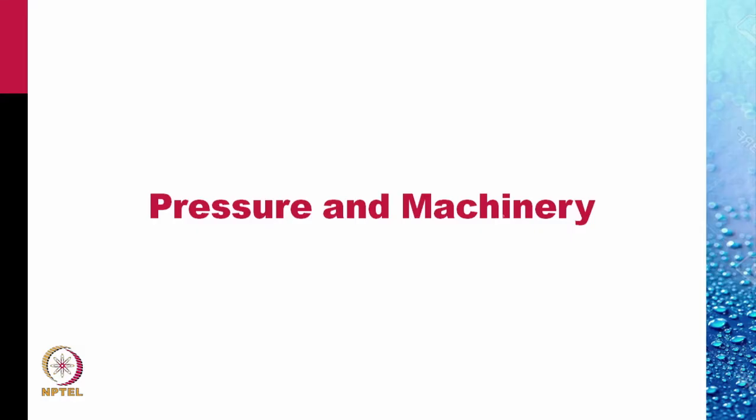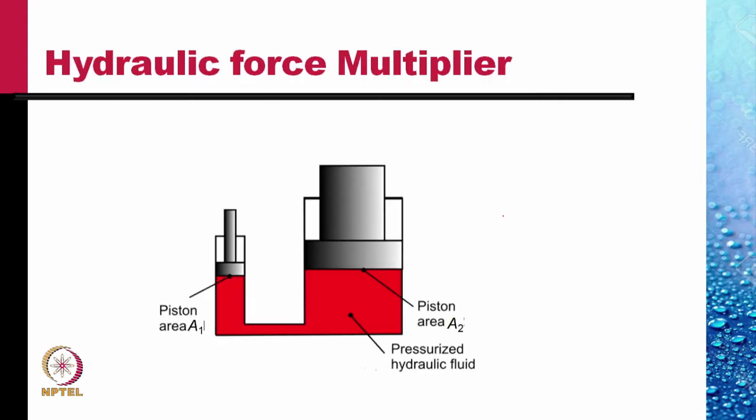Pressures are used in a lot of machineries that we operate, and these machineries are based on the principle of hydraulic force multiplier. Consider two cylinders connected, carrying a fluid. On one cylinder, there is a piston of area A1. In the other one, there is a piston of area A2.